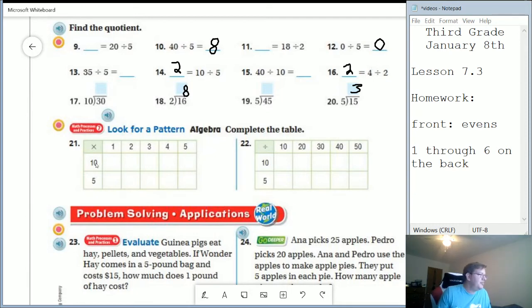Go ahead and fill this in. We're doing 10 times 1, and the answer goes here, 10 times 2. So we're basically counting by 10s on the top row, counting by 5s on the bottom row. So go ahead and do that. Pause the video if you need to. And here are the answers.